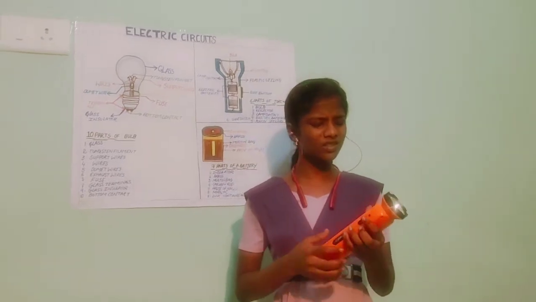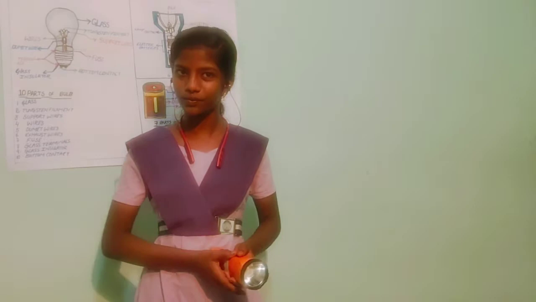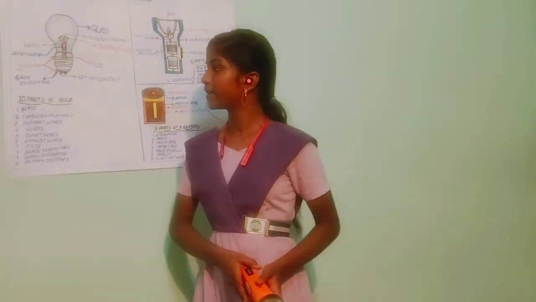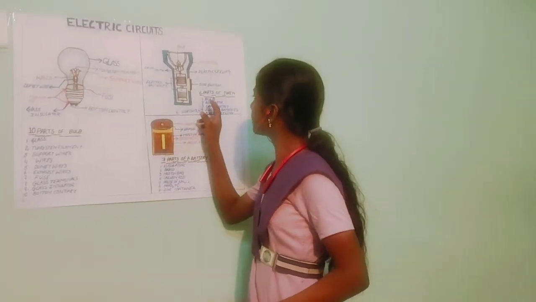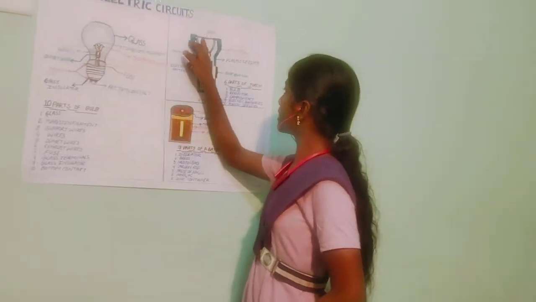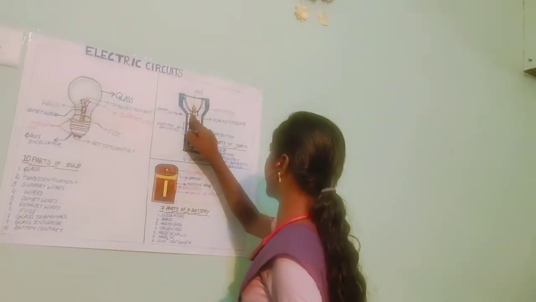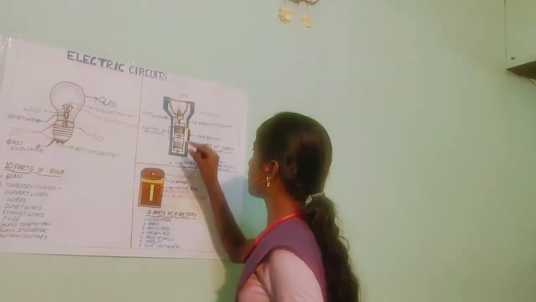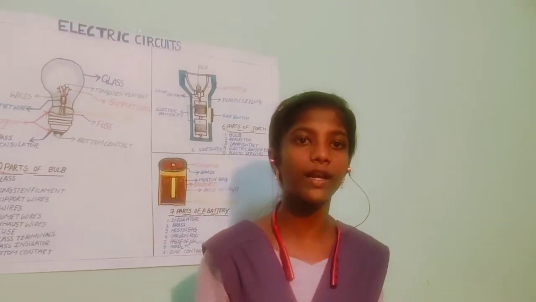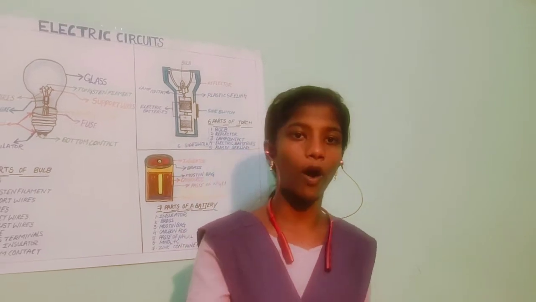Okay, how is this glowing, guys? Can I explain to you? Okay, see this. This is the torchlight diagram. This is the bulb. The bulb is in the middle of the torchlight. This is the reflector. When we have a reflector, the bulb can reflect brightly and broadly. Broadly means far.